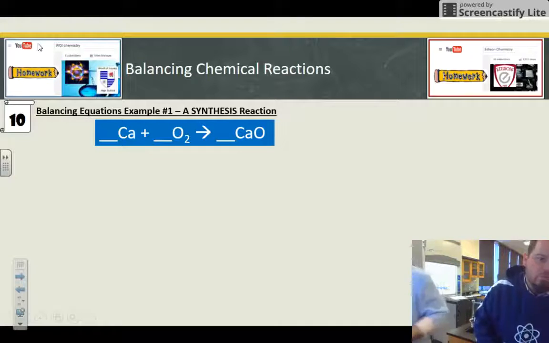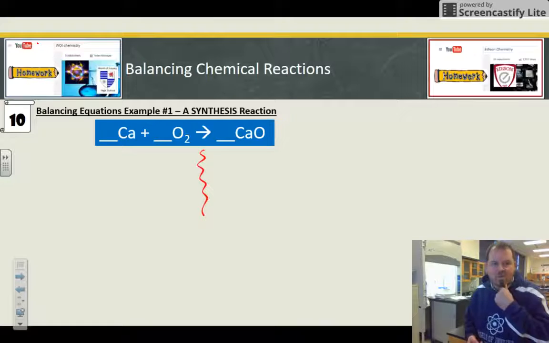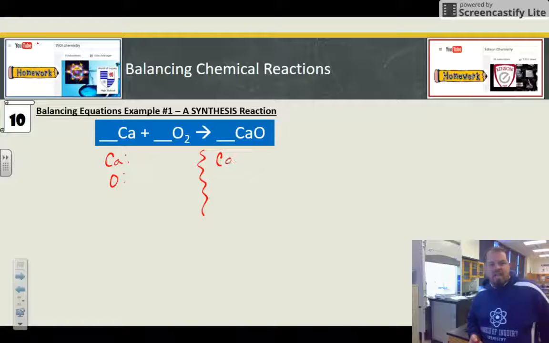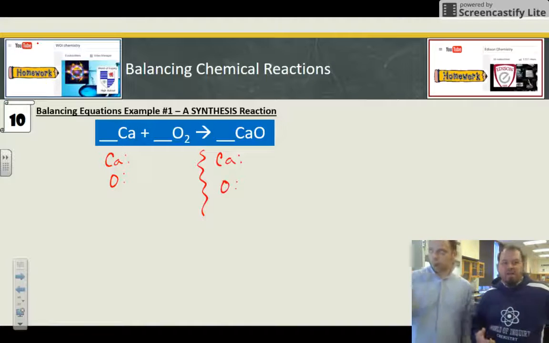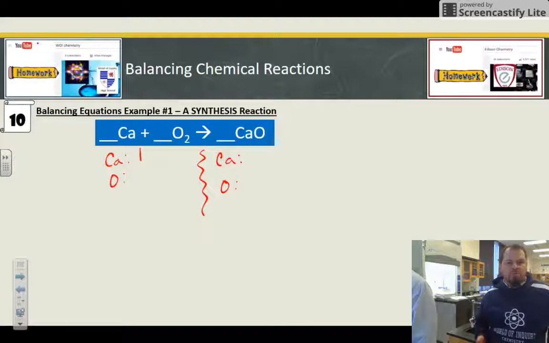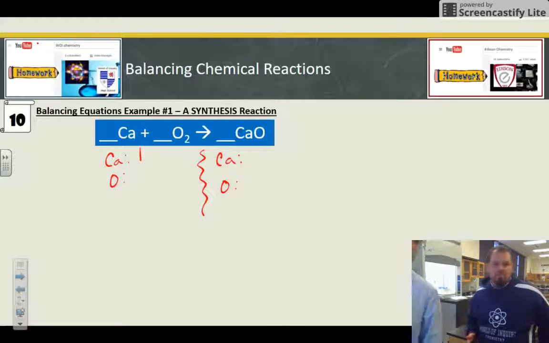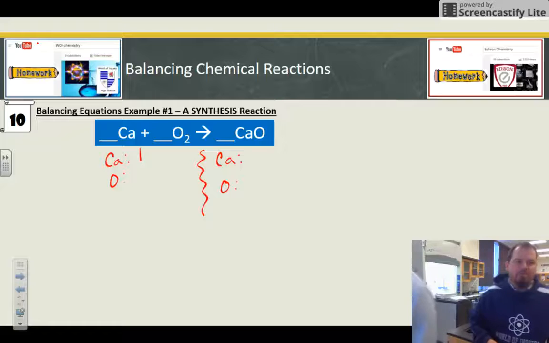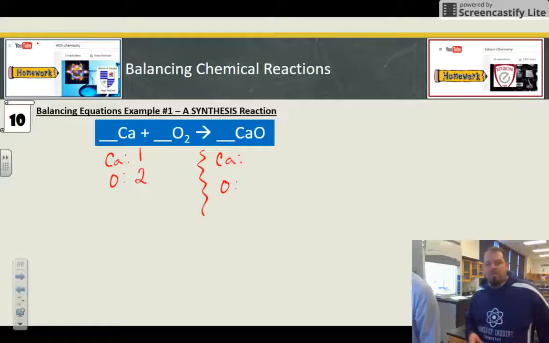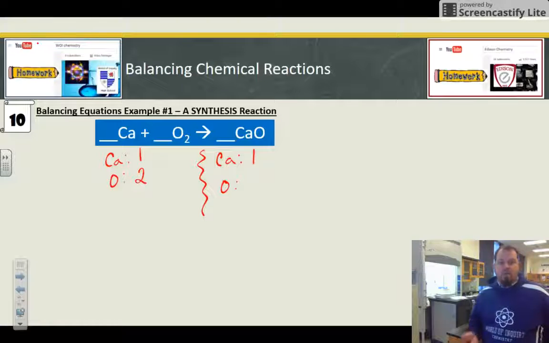All right, cool. So, a line underneath. He's going to do a line underneath the arrow, then list his elements: Ca and O. We notice we have Ca and O on both sides, so you count them up. I got 1 Ca on the left. I got 1 O2 on the left, which means there are 2 O atoms total. And then I have 1 Ca atom and 1 O atom.